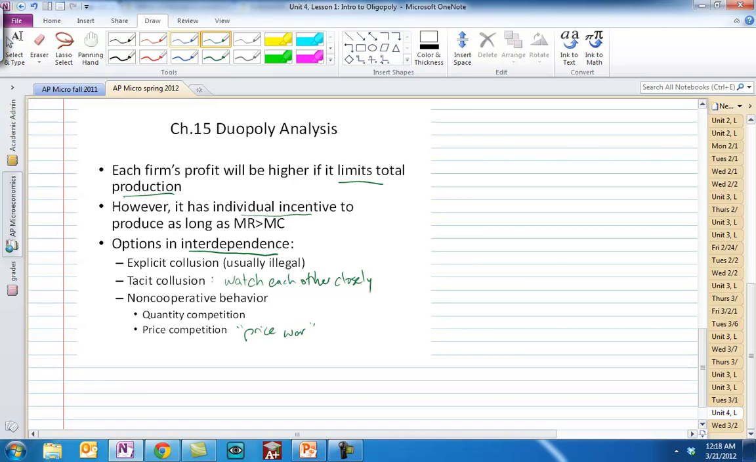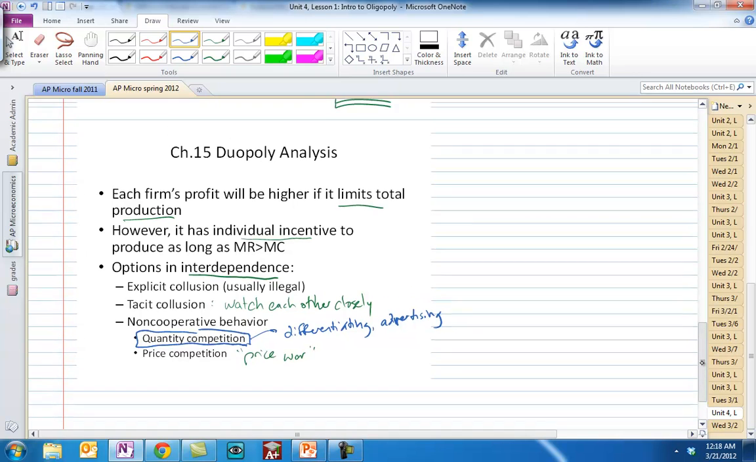More often what we see in oligopolies is that they're competing based on trying to sell the most quantity they can by differentiating the product and by advertising, which is just a method of differentiating, which doesn't make it ultimately that much different than a monopolistically competitive industry, because that's similar to how monopolistic competitors try to maximize their profit too.